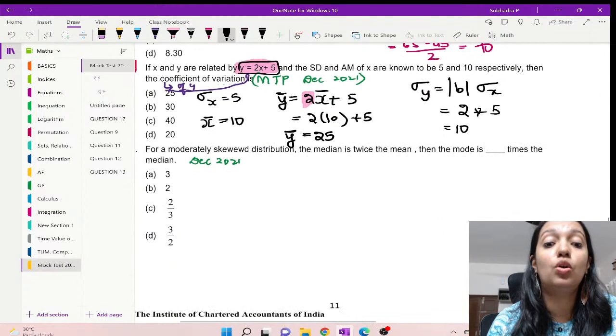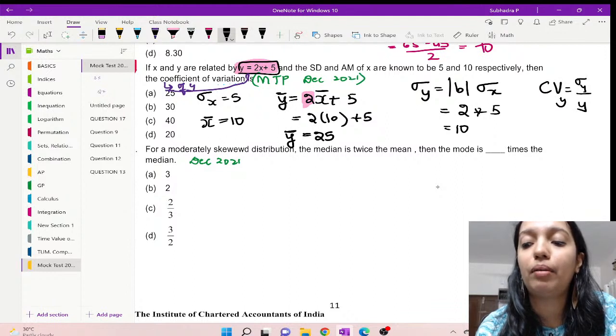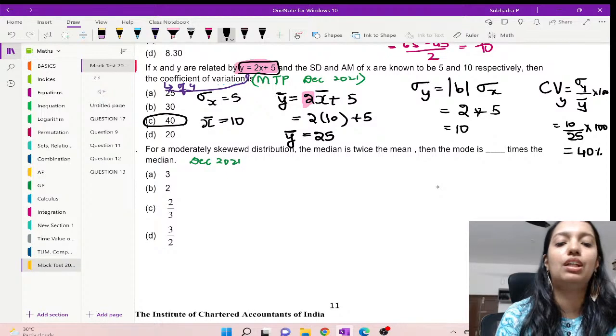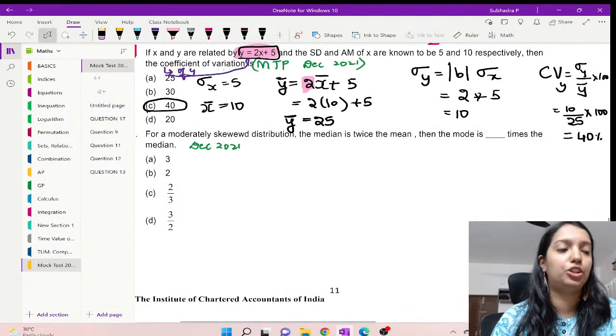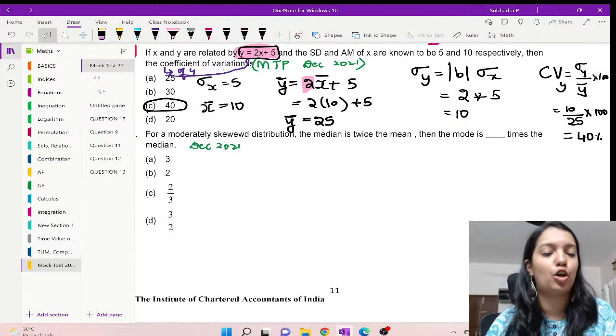What have they asked? Coefficient of variance, CV. CV of y is sigma y divided by y bar into 100. So this is 10 divided by 25 into 100. So I am getting 40% as the answer. So correct answer for this question is option C. Very easy question. We have worked out a lot of questions of this format.